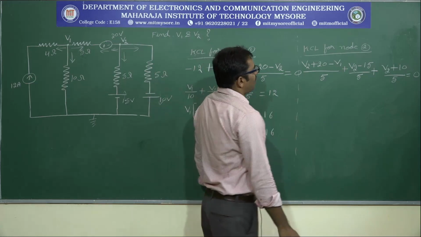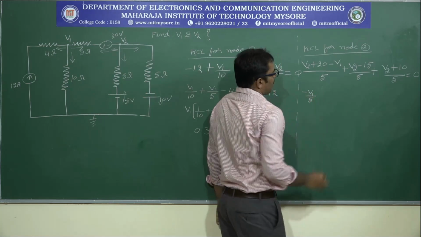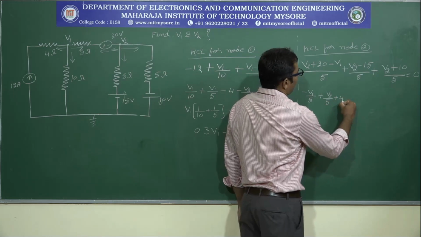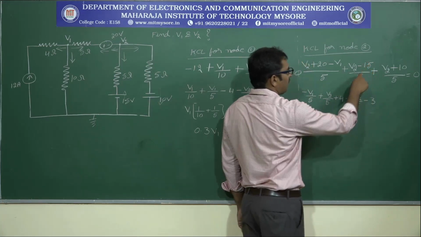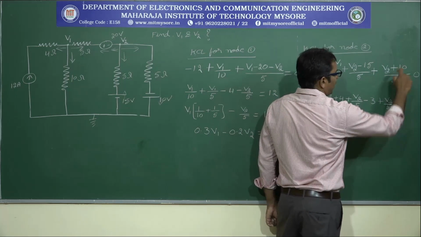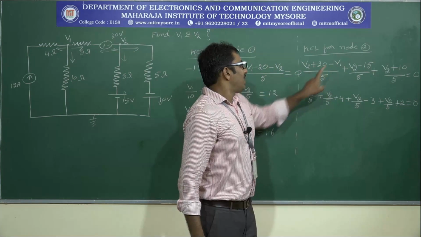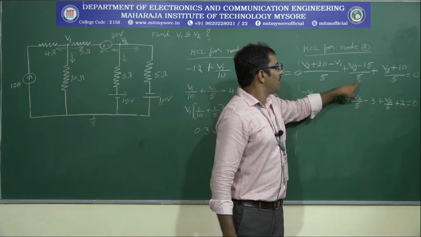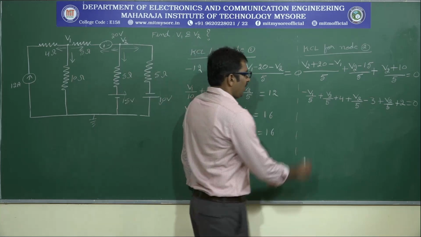Okay, first let me simplify this equation. First, minus V1 by 5 plus V2 by 5 plus 4 plus V2 divided by 5 minus 3, because minus 15 by 5 is minus 3, plus V2 by 5 plus 10 by 5, 2, that is equal to 0. First written: minus V1 by 5, V2 by 5, 20 by 5 is 4, V2 by 5, 15 by 5 is 3, V2 by 5, 10 by 5 is 2. Now just group accordingly.